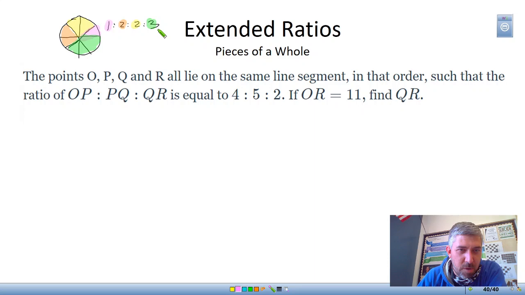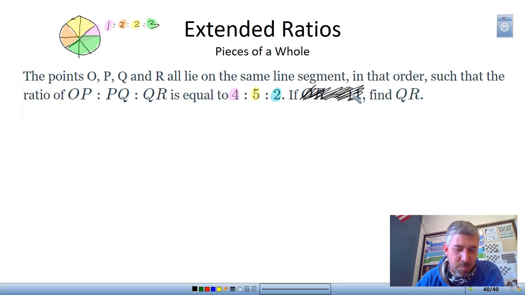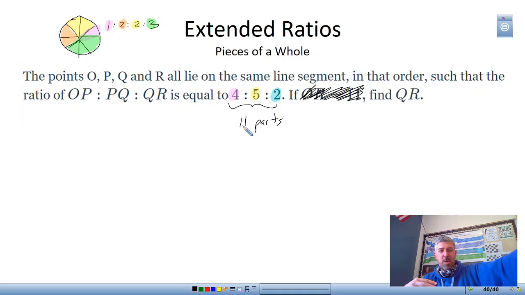So here we have 4 to 5 to 2. Now ignore this part over here for right now, because we're going to get the 11 here, but it's a different 11. So what do we got here? These three things in total make 4 plus 5 plus 2 pieces. So that's 11 parts. What that means is cut up the segment OR into 11 pieces. Give 4 of the pieces to OP, 5 of the pieces to PQ, and 2 of the pieces to QR.